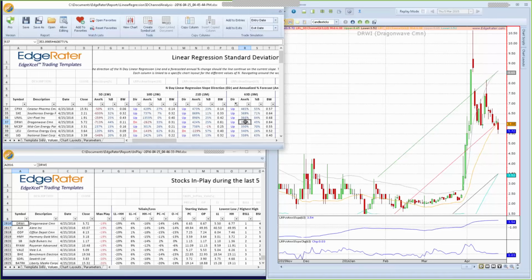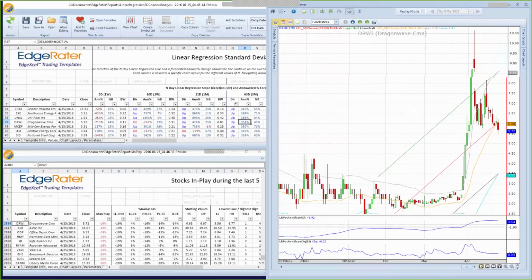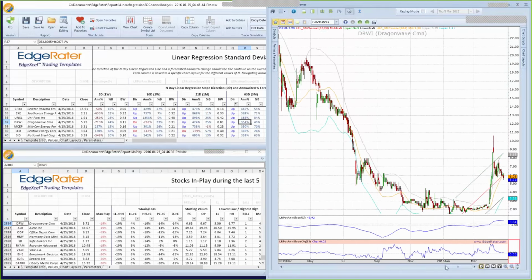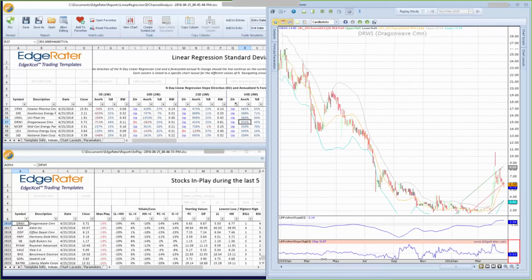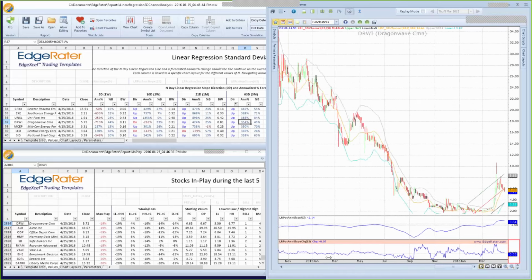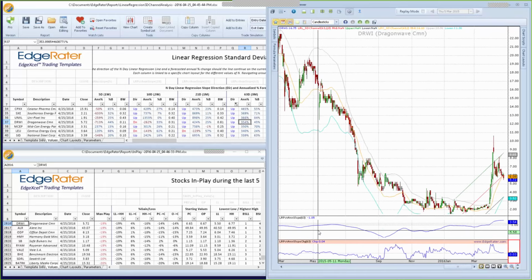Okay, so again, Dragon Wave had a fairly long period where it was going sideways, and then it had explosive growth up. If I expand this chart out, you can see that sideways period here over several months. So it also came out of quite a massive squeeze. Okay, so we're able to find those kinds of setups using EdgeRater.